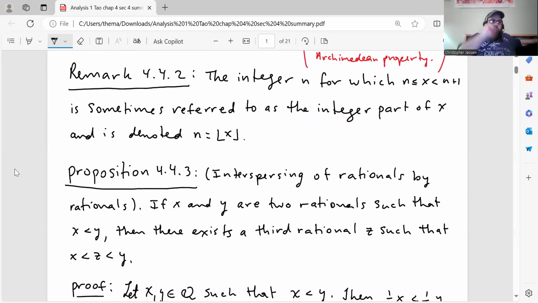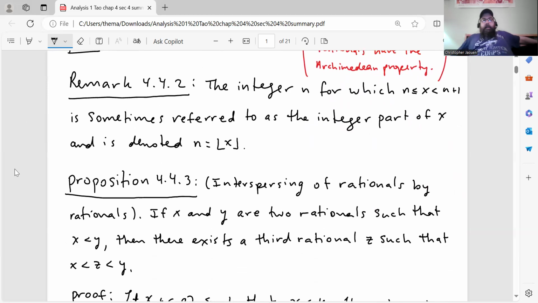Okay, remark 4.4.2. Tao says the integer n for which n less than or equal to x less than n plus 1 is sometimes referred to as the integer part of x and is denoted by that symbol that I have written there. Or sometimes you'll hear it referred to as the floor of the number x, or the greatest integer of x that's less than or equal to x, and so on. I think we have used this symbol before in Spivak, actually, so maybe you remember that from Spivak. But anyway, that's what that symbol means.